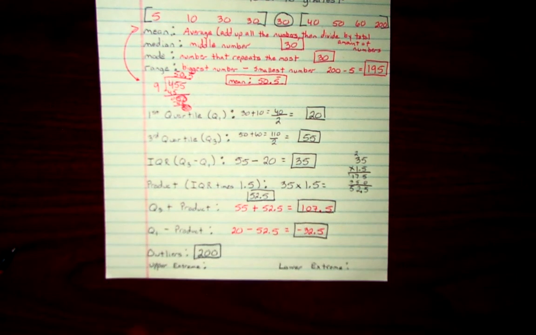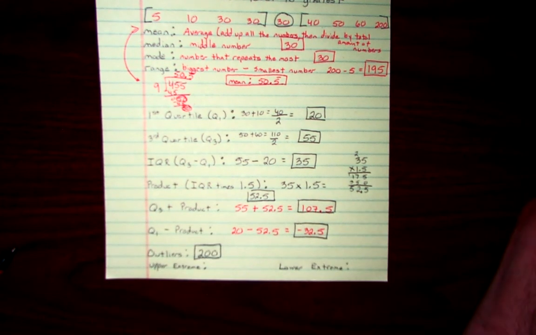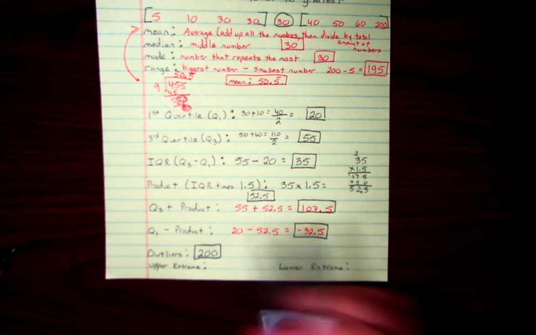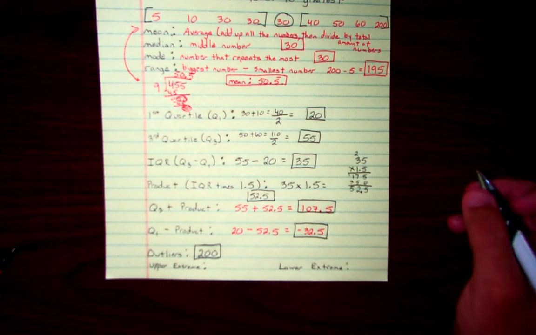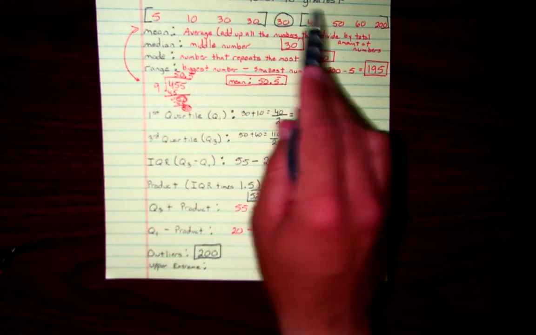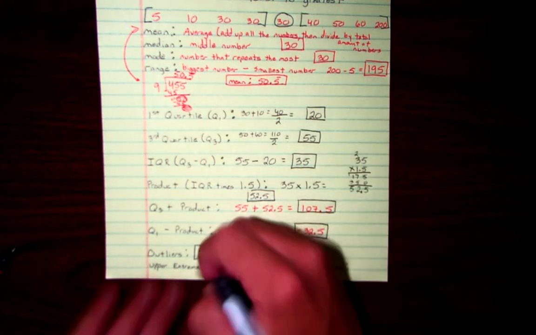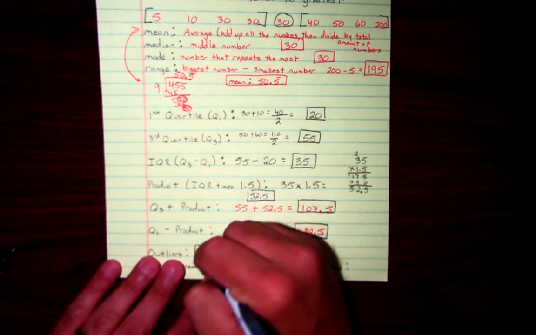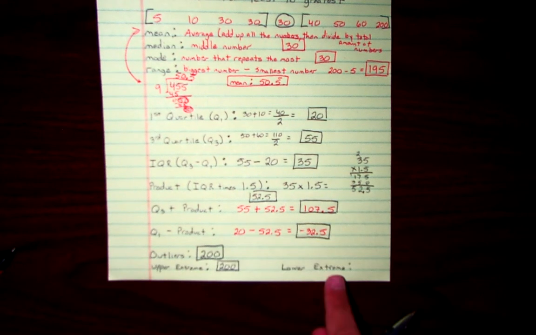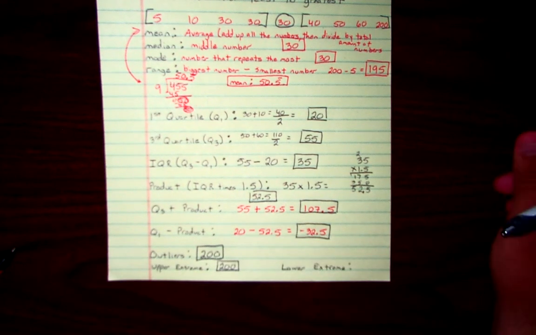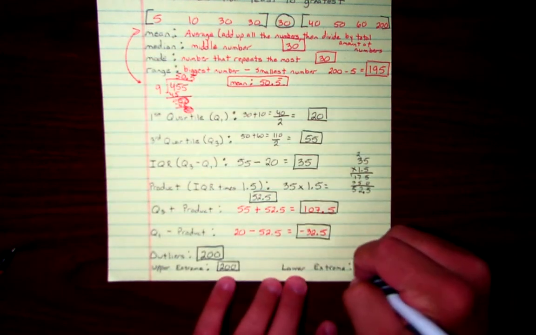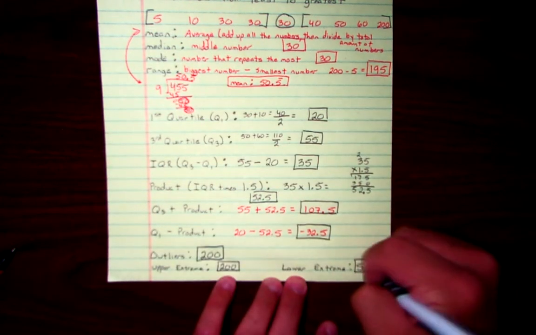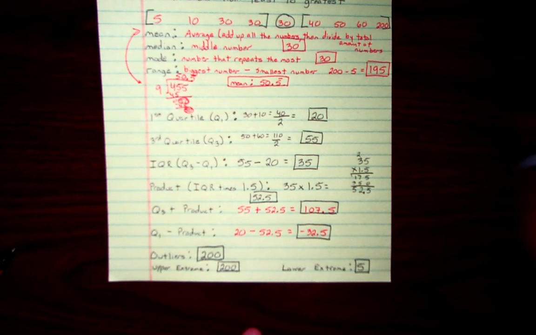All right, so here we go. The last piece we're going to have is called the upper extreme. The upper extreme is the biggest number in your data set. Here's my data set. The biggest number is 200. Your lower extreme is the lowest number in the data set. Here's my data set. Lowest number is 5. Man, that was a lot of work, but that wasn't too bad. We're not done yet. I still want to create a box and whisker plot.